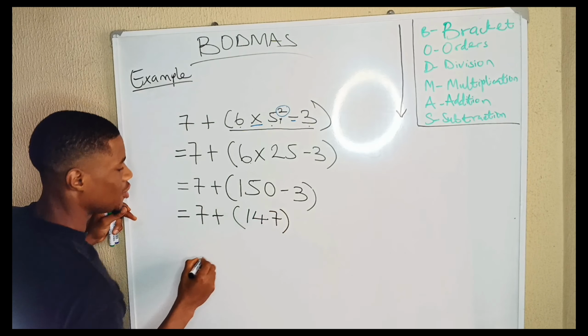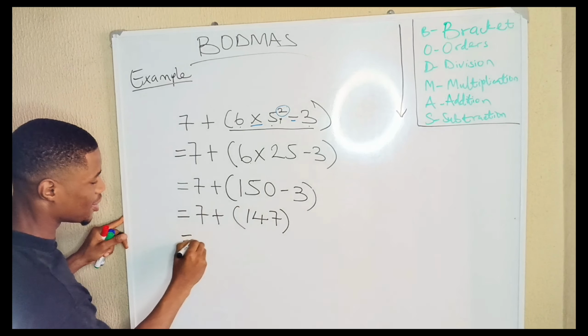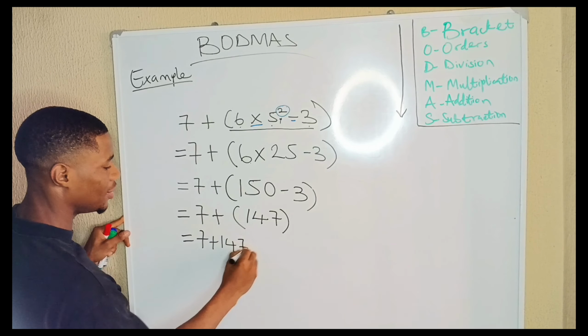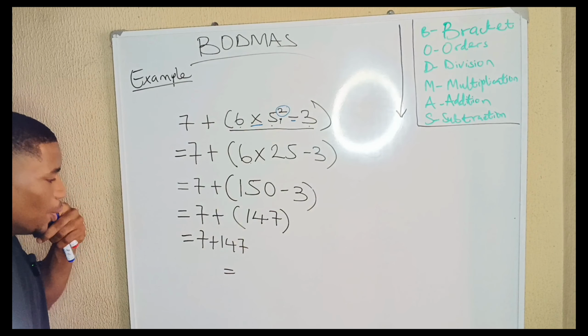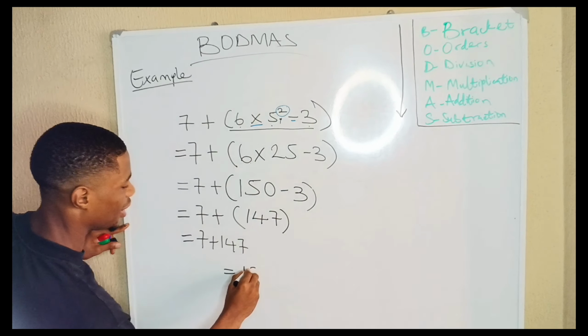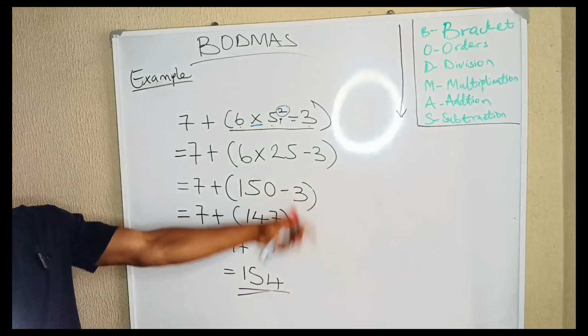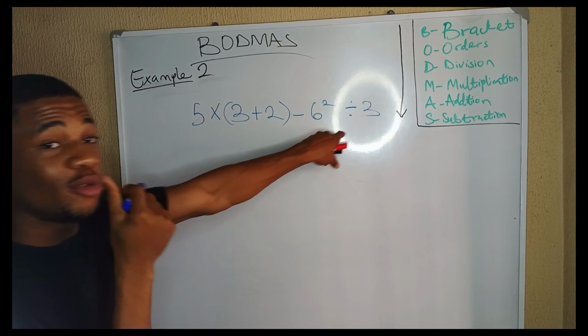It gives us 147. So now we can remove the brackets. So we have 7 plus 147, and that gives us 154. So this is the correct answer. Now, that is how to solve this question.